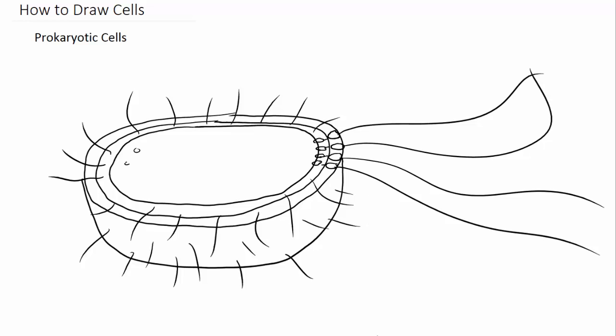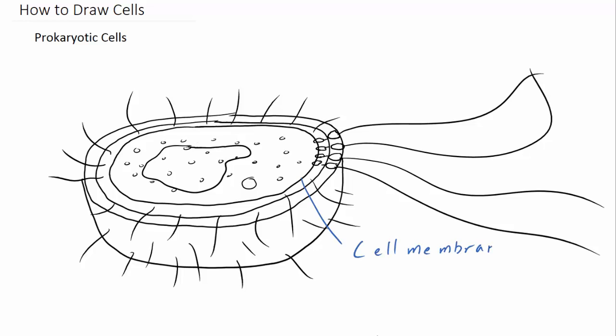Now for the internal structures of the cell. Just draw some little circles to represent ribosomes, just all throughout the cytoplasm here. And they're different from the plasmid DNA, because I draw the plasmid DNA like this, just a larger circle. And then you can also draw a larger circular chromosome for the DNA. That's pretty much it for a prokaryotic cell. Just make sure that you label everything.